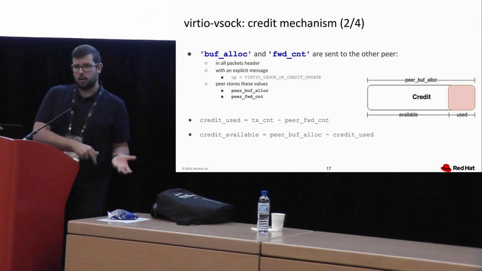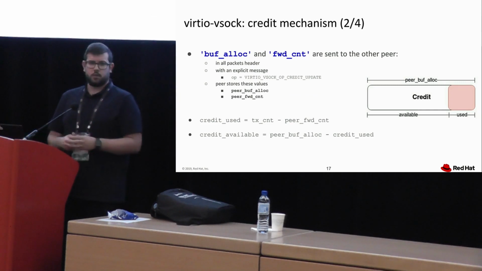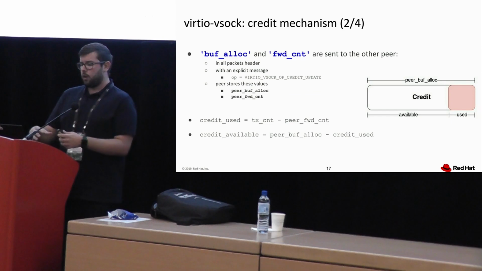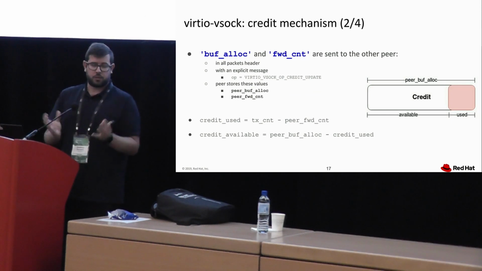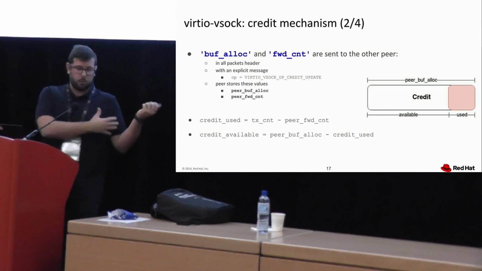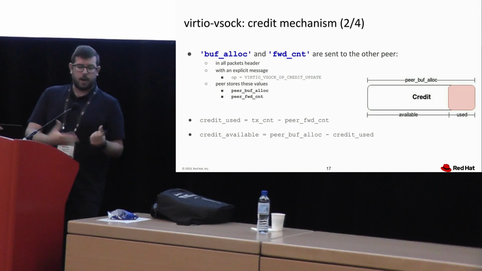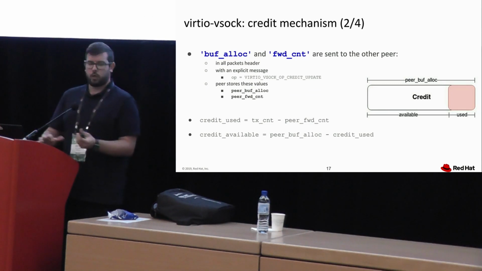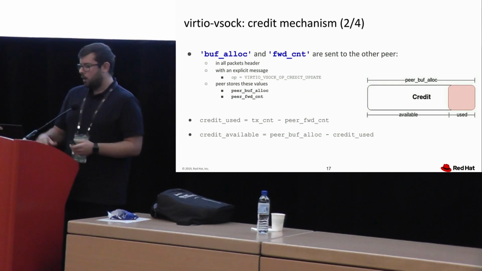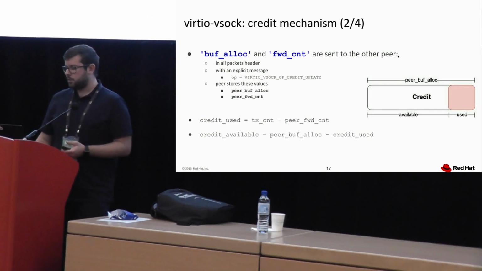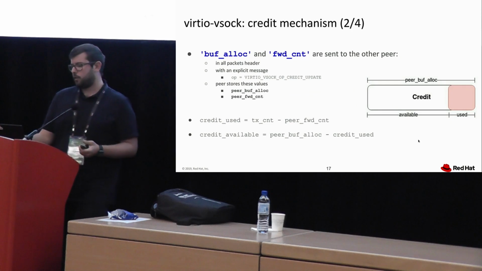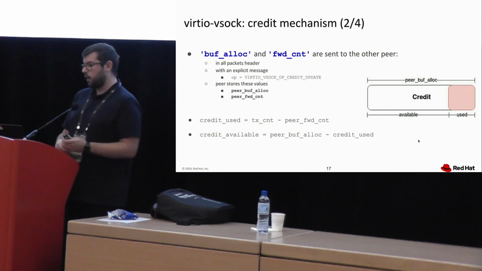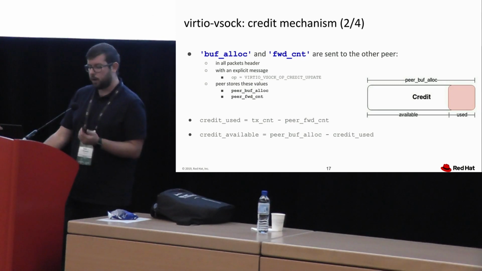So using local variables plus those received from the remote peer, we are able to reconstruct the status of the remote receiving queue, and we can calculate the available credit. In this way, we can stop sending bytes when we have no more credit. In the next slides, we will use this credit box that shows the status of the credit. The white part is the available credit, and the red part is the credit already used.